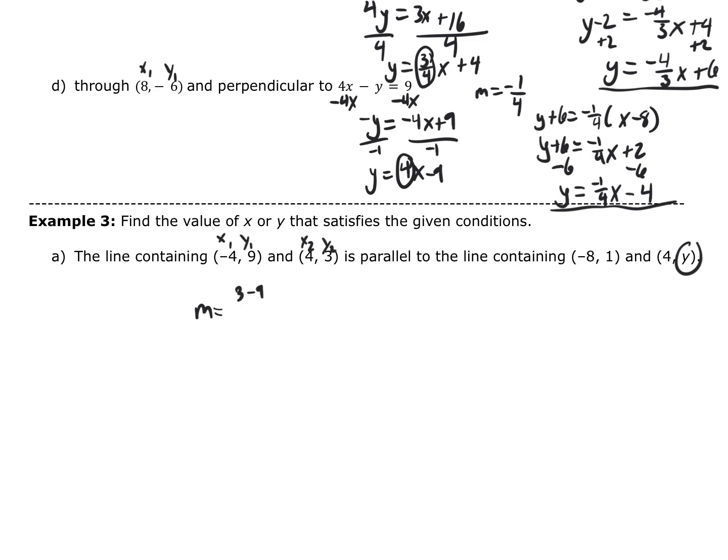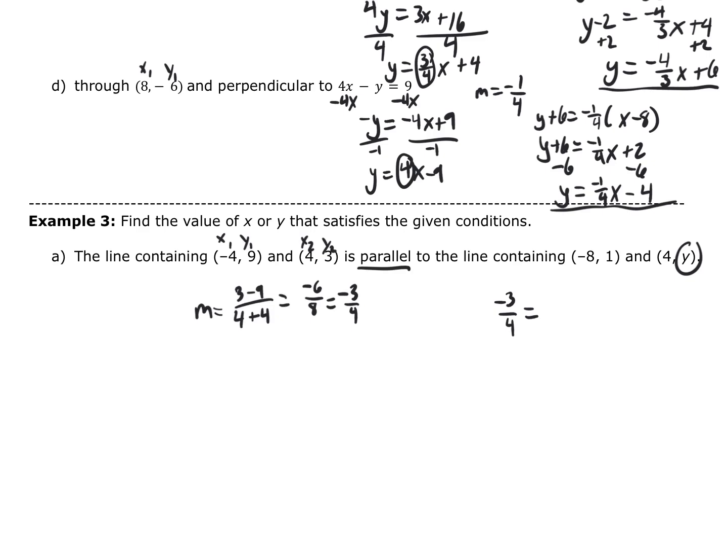So we could do 3 minus 9 over 4 minus negative 4, which is the same thing as plus 4. 3 minus 9 is negative 6. 4 plus 4 is 8. And negative 6 over 8 can simplify to negative 3 over 4. Okay, so we know that the slope is negative 3/4. So by using that negative 3/4, it's parallel, so that means it's the same.